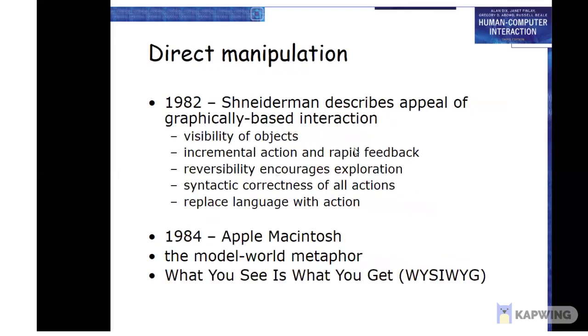Direct manipulation. In 1982, Shneiderman described appeals to graphically based interaction: visibility of objects, incremental actions and rapid feedback, reversibility to encourage exploration, syntactic correctness of all actions, and replacing language with action. In 1984, the Apple Macintosh was the model used for direct manipulation.